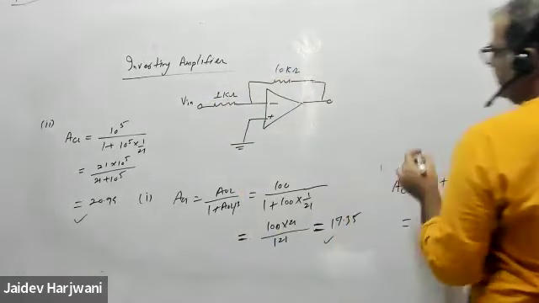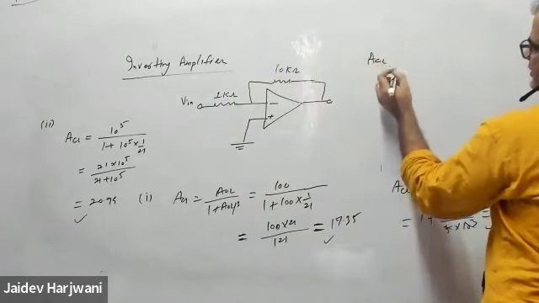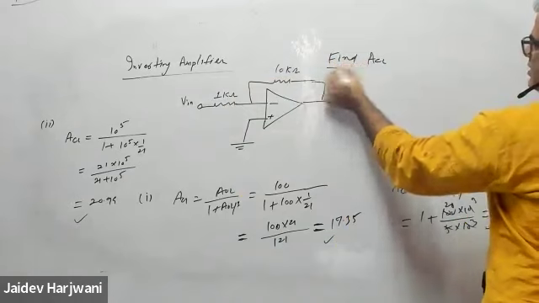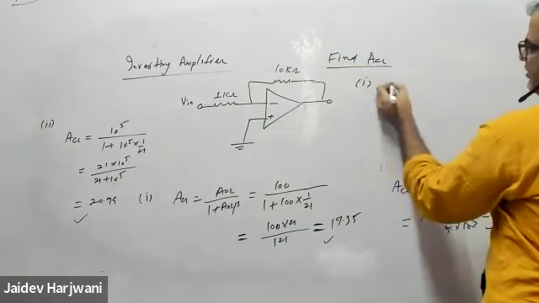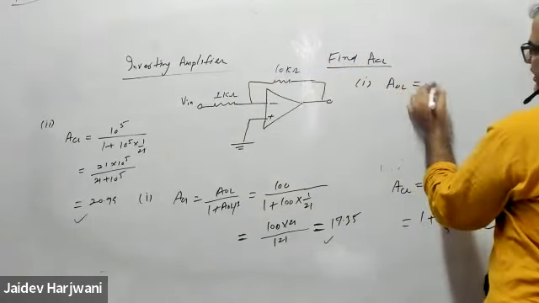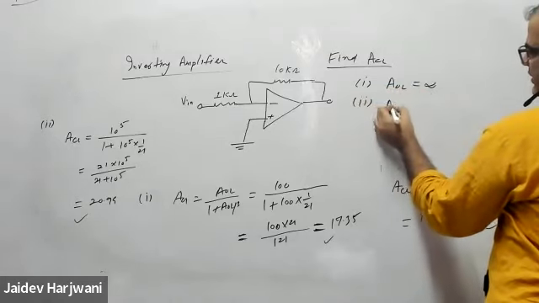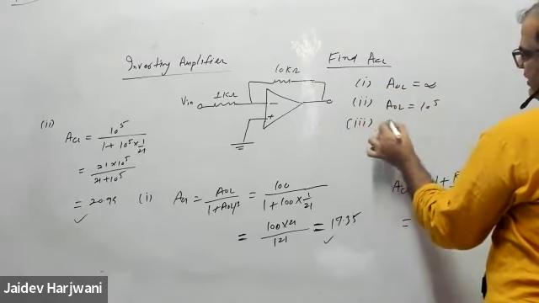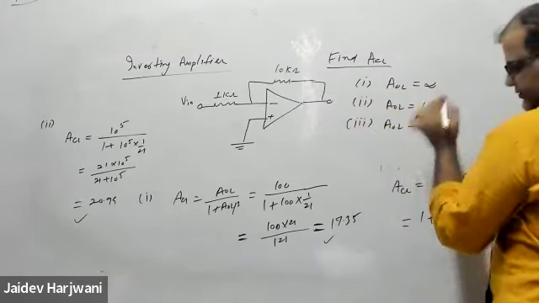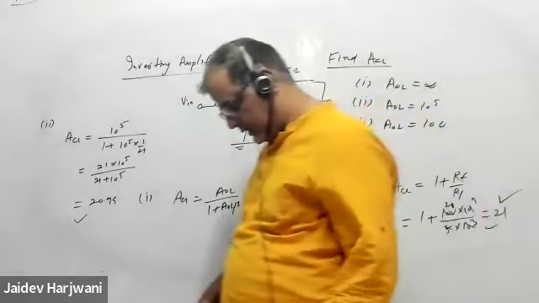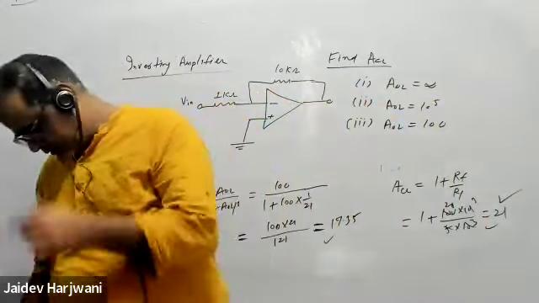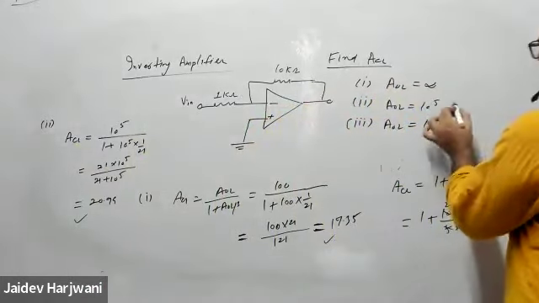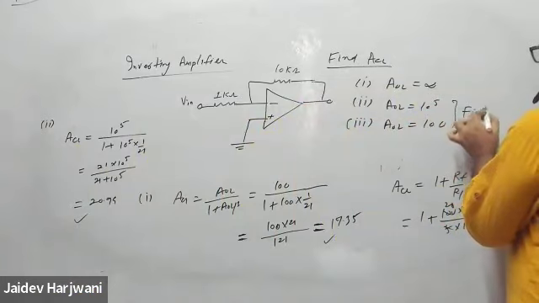And here to find the closed loop gain, find the closed loop gain when AOL is infinite, AOL is 10 raised to power 5, and say when AOL is 100. So this number is given, so we'll consider it as a finite case.